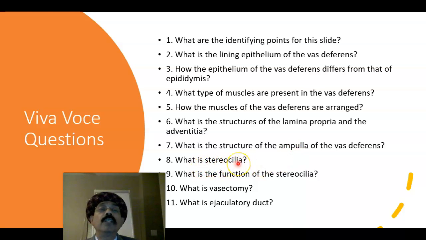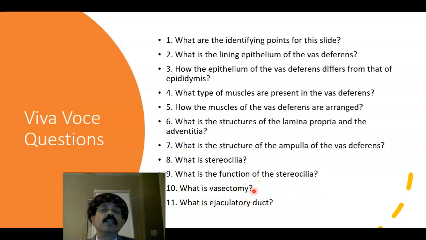What are stereocilia? These are non-motile, long ciliary processes from the luminal surface of the cell. They are immotile and long, and their purpose is to increase the surface area and to help in the transfer of electrolytes from the cell to the lumen. What is the function of stereocilia? We just discussed that.